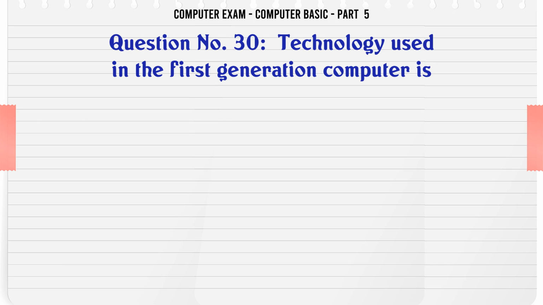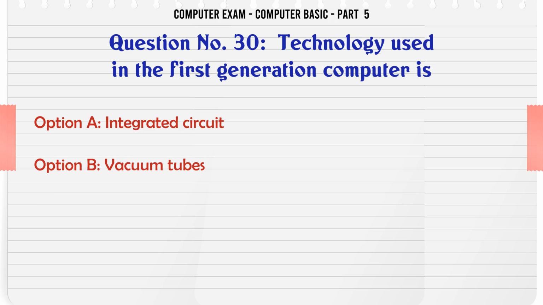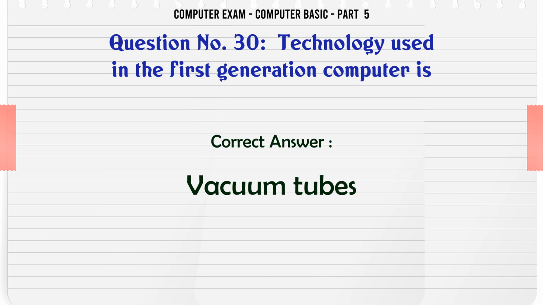Technology used in the first generation computer is A. Integrated circuit. B. Vacuum tubes. C. Transistors. D. All of these. The correct answer is vacuum tubes.